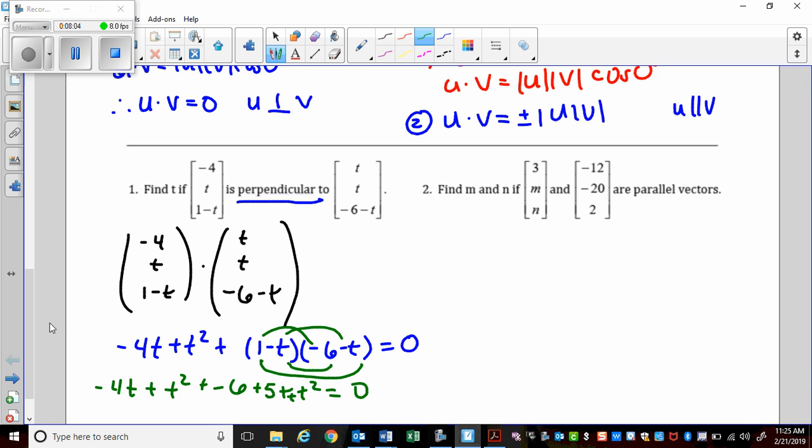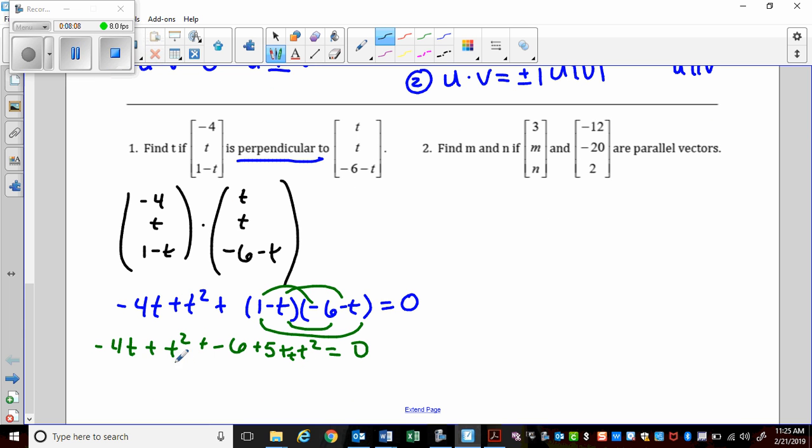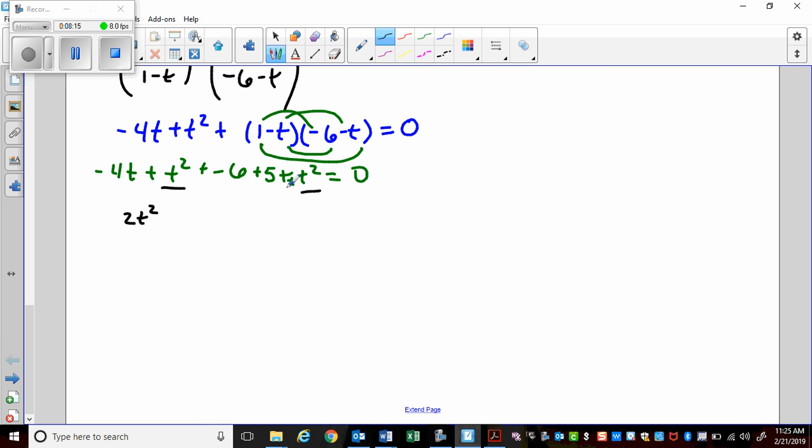Alrighty, equals 0. The t's and my pluses look very similar. So I'm just going to combine my like terms. I have t squared and t squared is 2t squared. And then I have 5t and negative 4t is just t plus t.